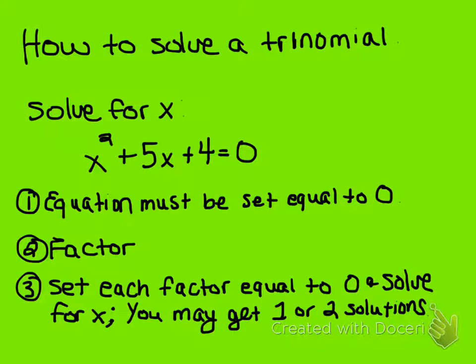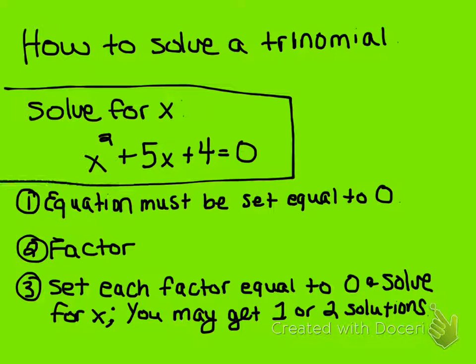So now that we have been talking about trinomials and how to factor trinomials, now we're going to start talking about how to solve them. So you'll see that we have a problem here that says solve for x: x squared plus 5x plus 4 equals 0. And at first glance, you're going to look at this and say, but I don't know how to solve for that. Okay, well, that's probably true.